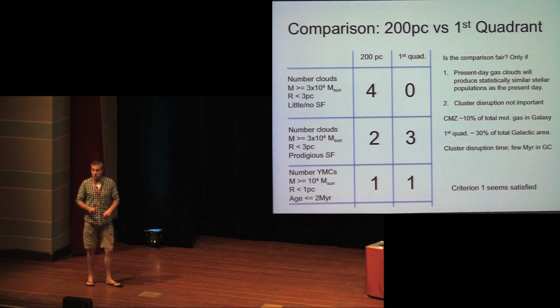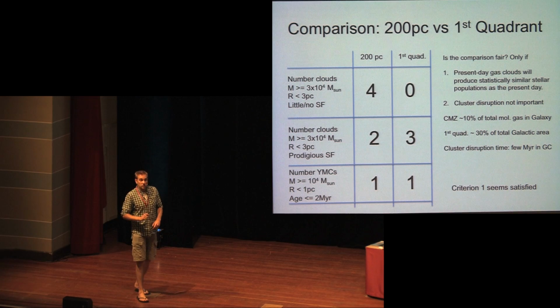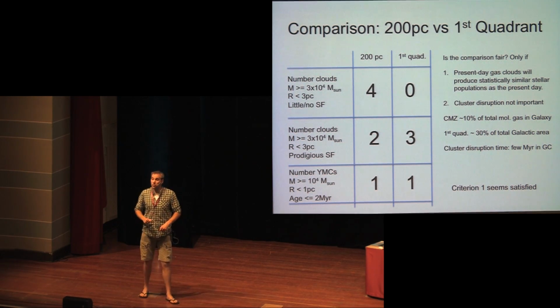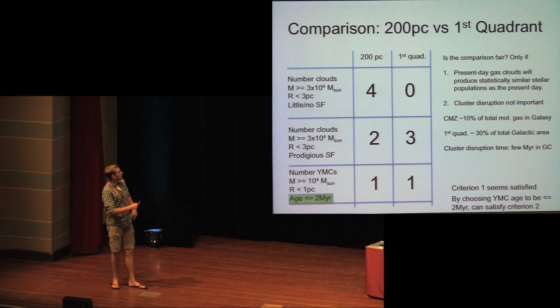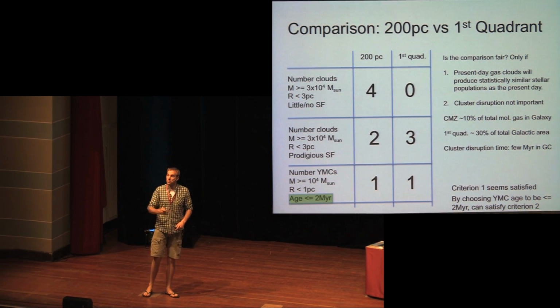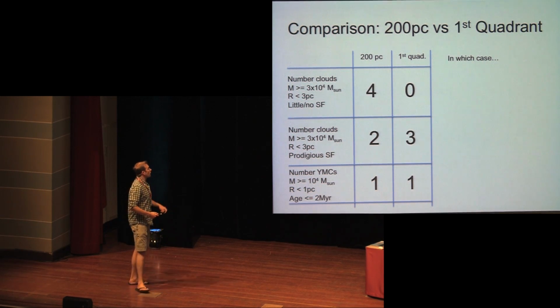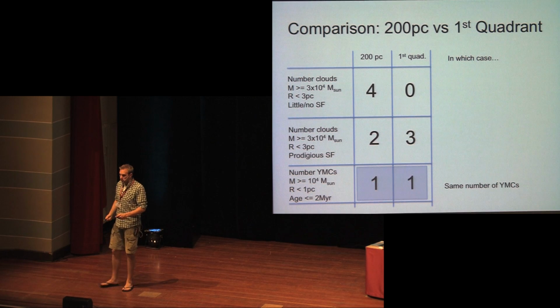In terms of cluster disruption, this is something we have to be extremely careful about, because the galactic center is not a nice place to be a star cluster. You don't live very long, a few megayears. So we were very careful, and we chose to compare to clusters of 2 megayears or less, so that we should be comparing apples to apples. So when we take these numbers at face value, what can we learn?